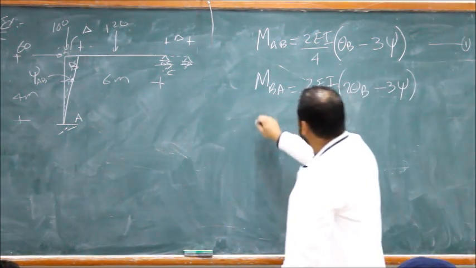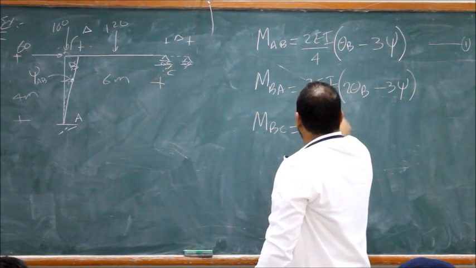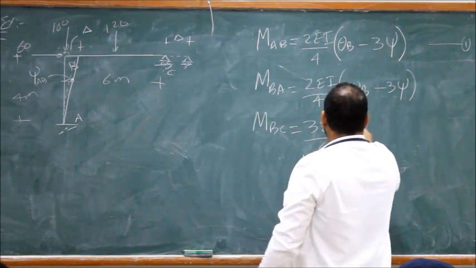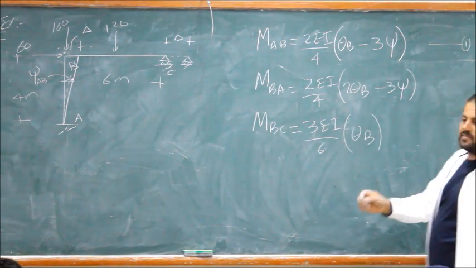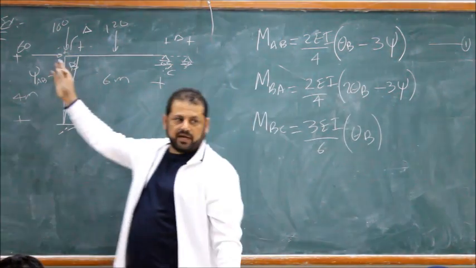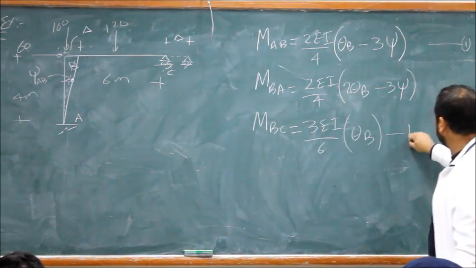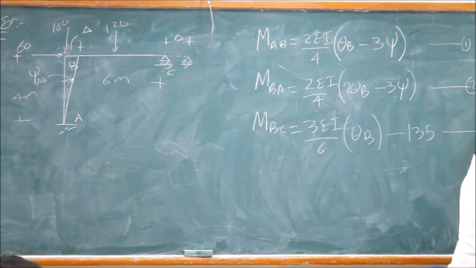And MBC equals 3EI over 6 theta B, no sway term, plus the fixed end moment in span BC at B, which we calculated to be 135. So minus 135.